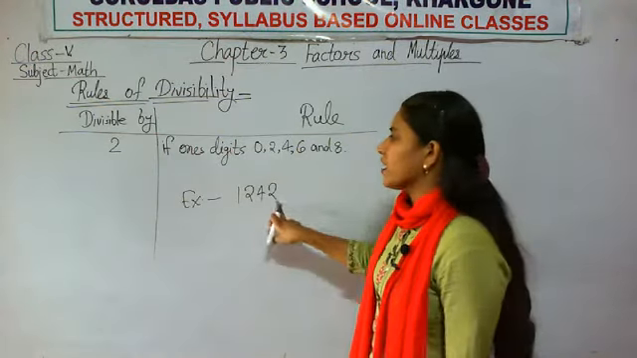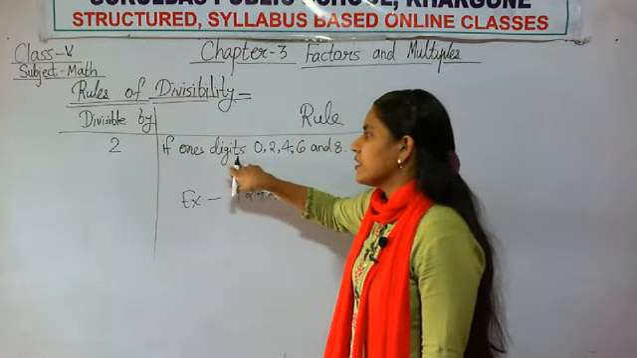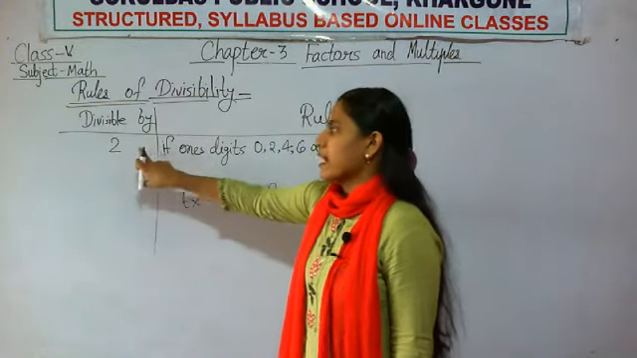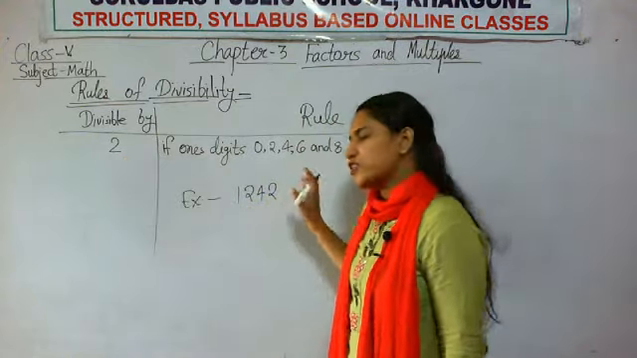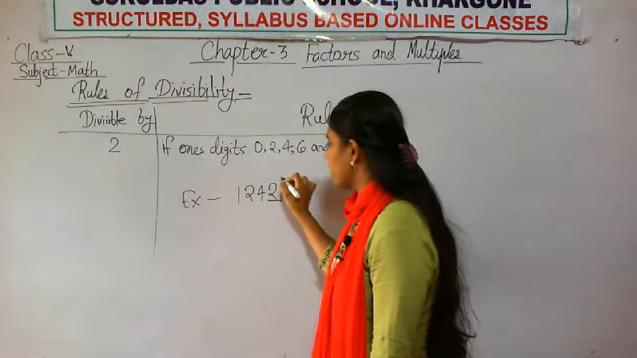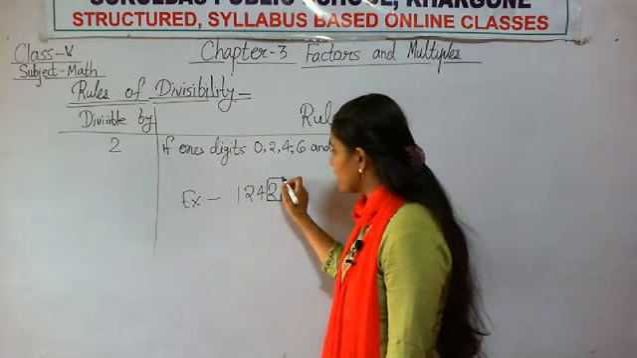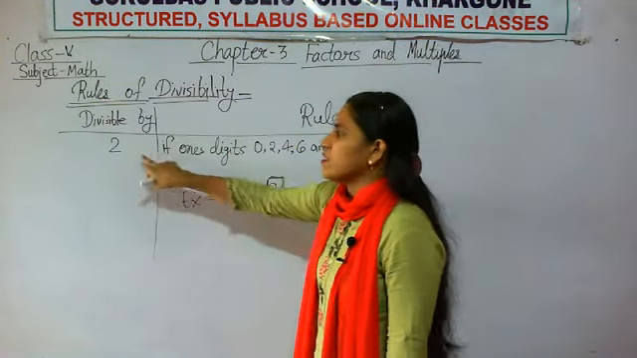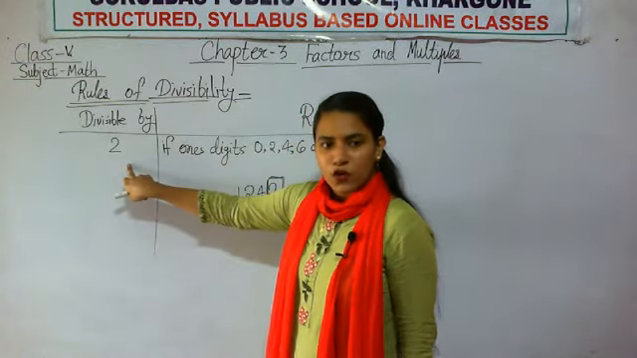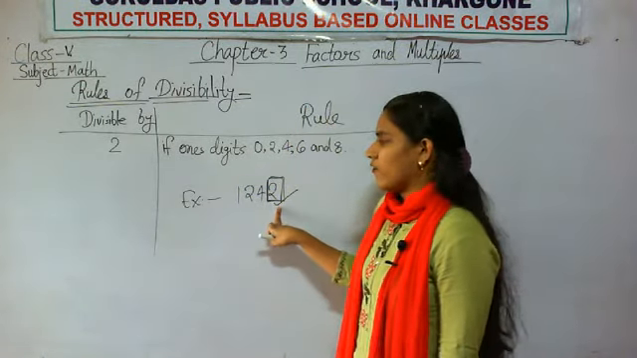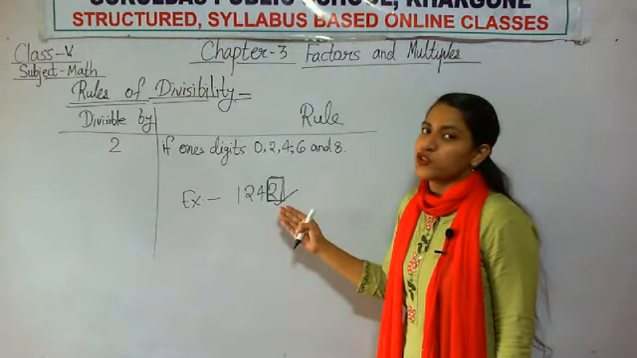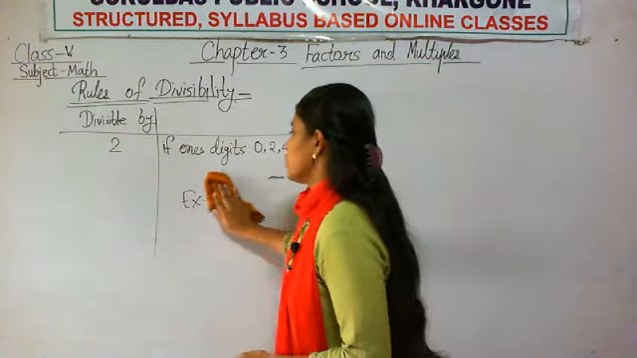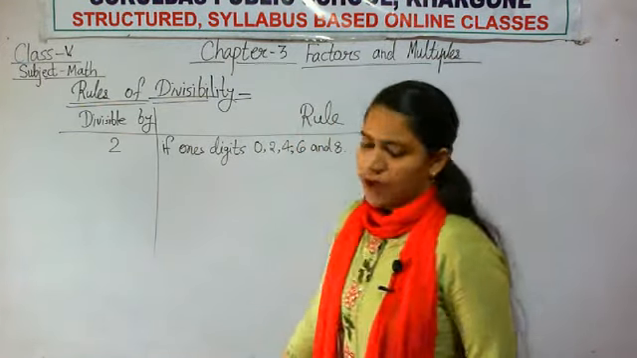For checking, if the ones digit is 0 or 2 or 4 or 6 or 8, yes it is divisible by 2. So let's check the ones place of the number. In your given number, the ones place is 2, thus our number is divisible by 2, right? The ones place of the given number is 2, thus our number is divisible by 2. Okay, so that is the divisibility by 2.